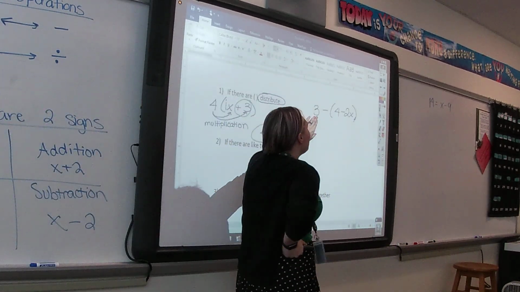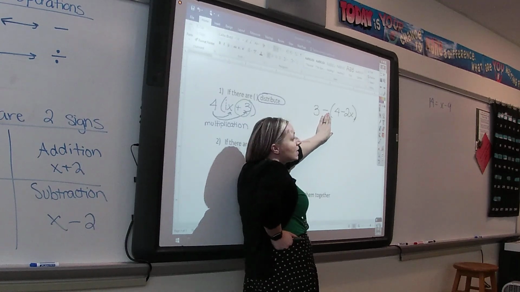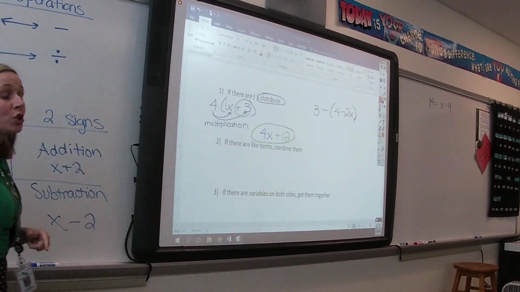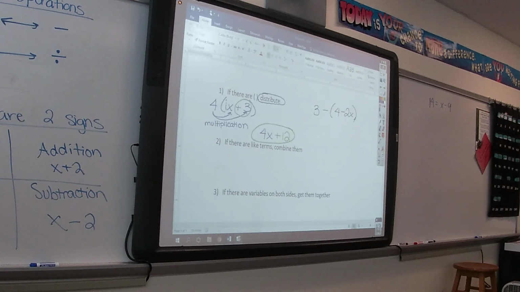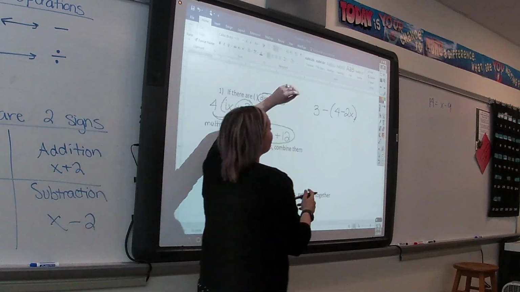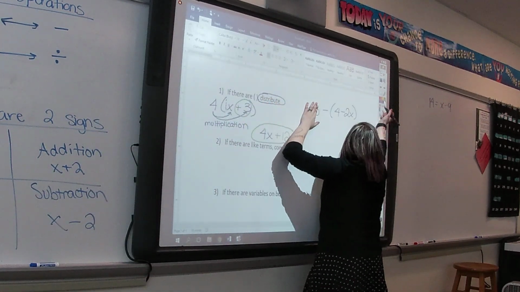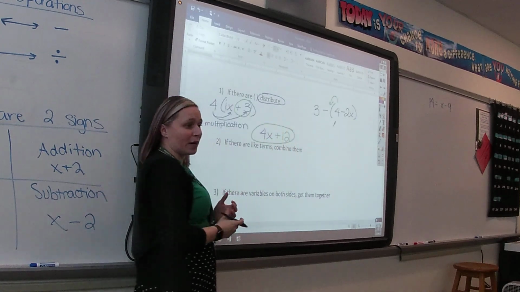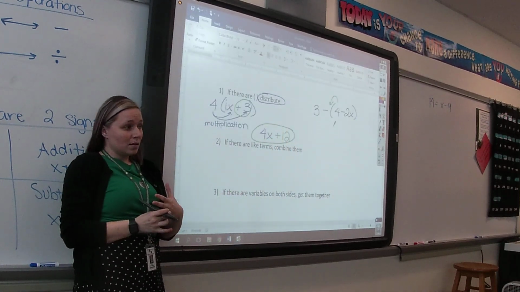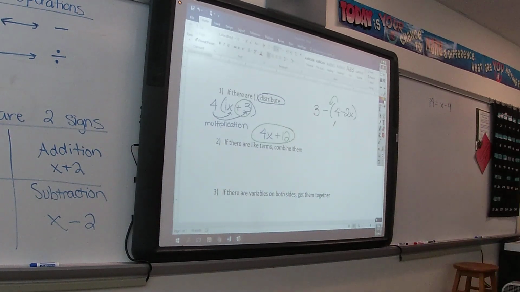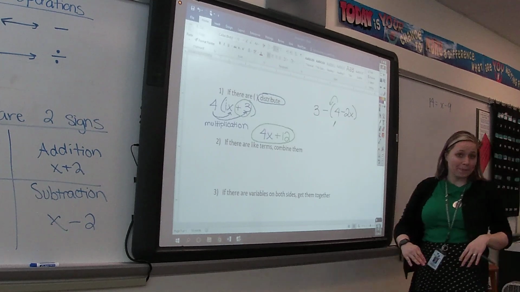So let's say we have this. 3 minus, and then in parentheses, 4 minus 2x. Yeah. So we still have parentheses, so we still want to distribute. The key here is that we want to make sure we're only distributing what's directly in front of the parentheses. So my students are often very tempted to distribute that 3, but the 3 is too far away.